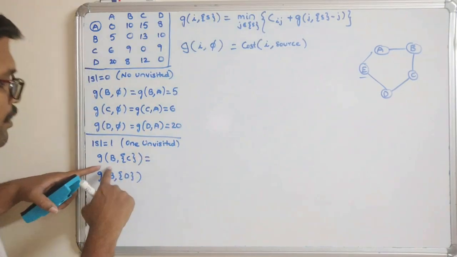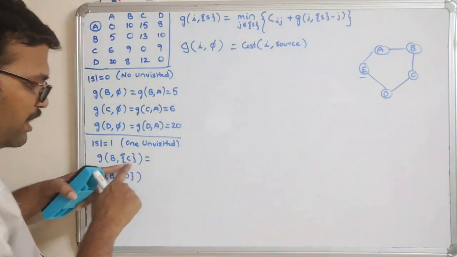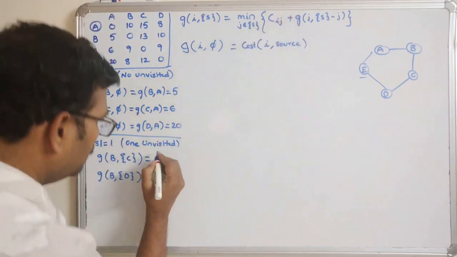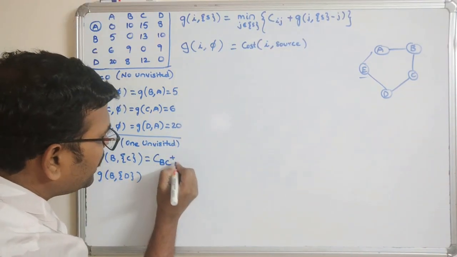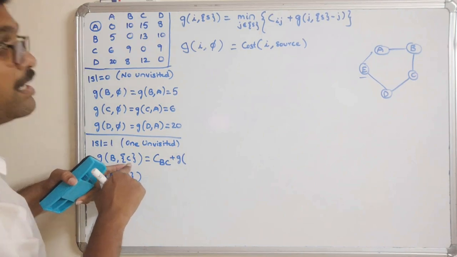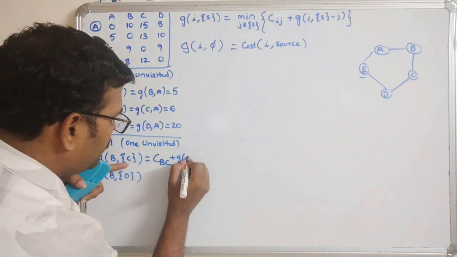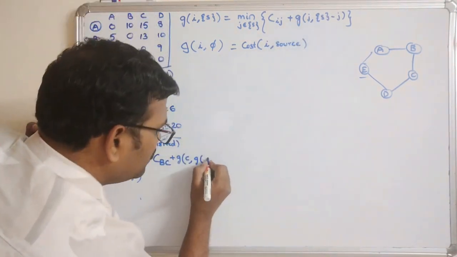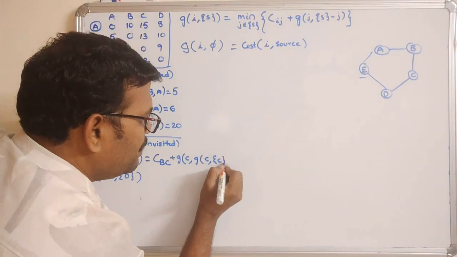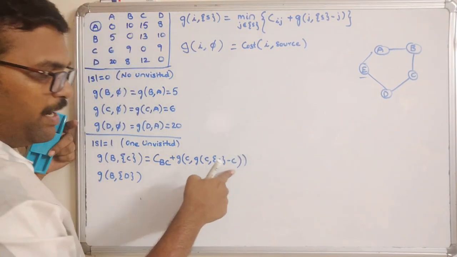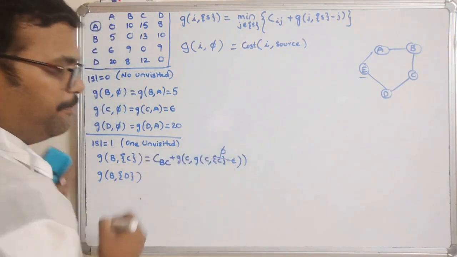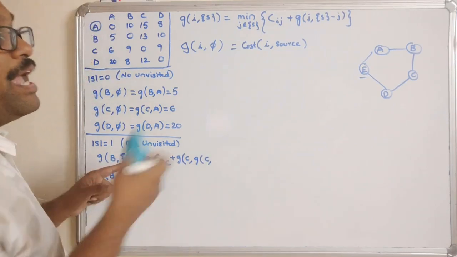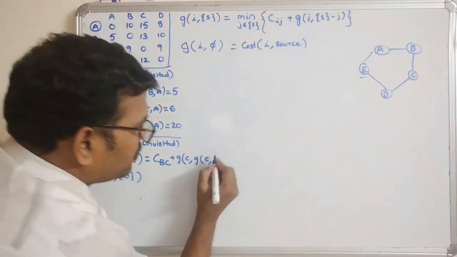So we need to find out this one. So what is the formula? Minimum. Here the set is having only one element, so we need not write the minimum because we will get only one formula. So C of BC plus G of J comma the set minus J. Consider it as J, that means C comma G of C comma set of C minus C. So this can be written as pi. We have the set as C, and we have to subtract C itself from the set, so the remaining is pi.